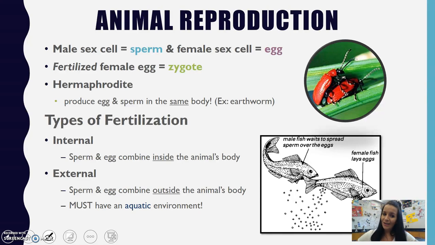So hermaphrodite may or may not be a new term to you, but this is the name of an organism that produces egg and sperm in the same body. So they have male and female organs. A really good example of a hermaphroditic organism is an earthworm.